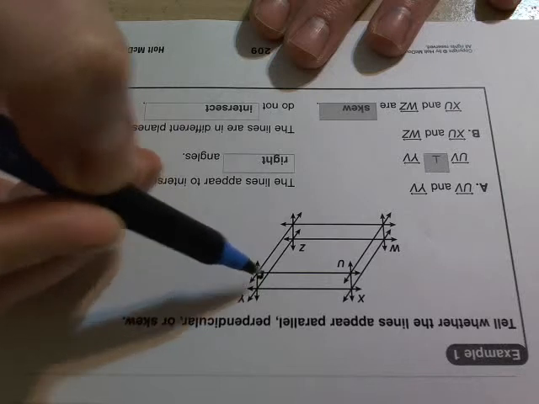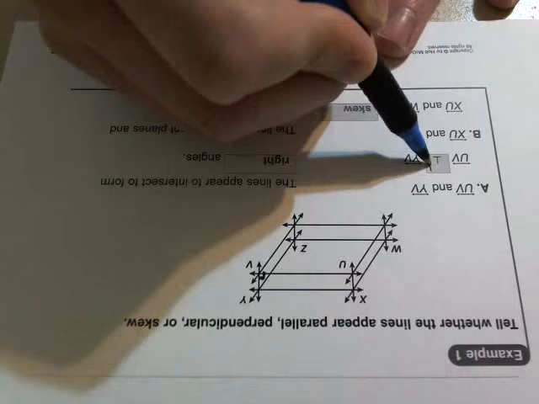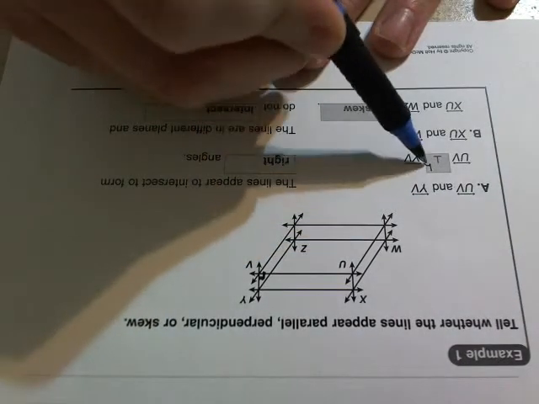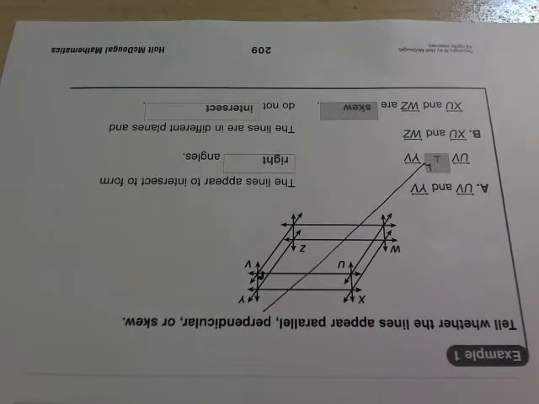Well, if this is running left to right and this is running up down, you can see that here there's your right angle. And if we have a right angle, that means they are perpendicular, which means that UV is perpendicular to YV. Now, in case you've never seen that upside down T symbol, that symbol means perpendicular. They're not making things up. That symbol actually means perpendicular in the math world. So since UV and YV appear to intersect to form right angles, they are perpendicular.